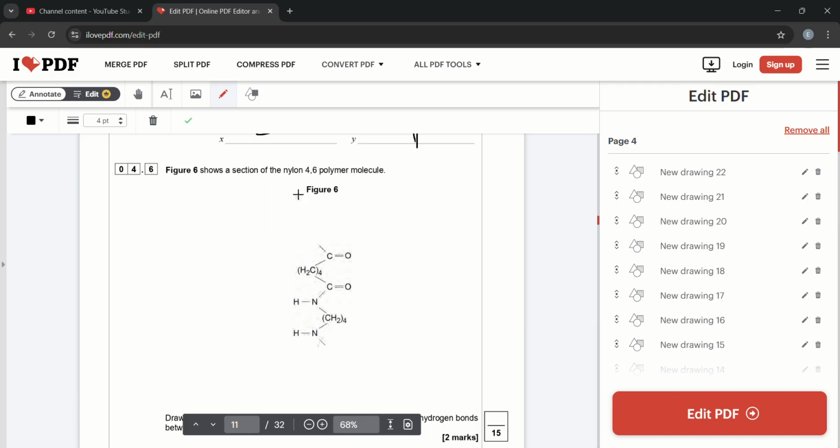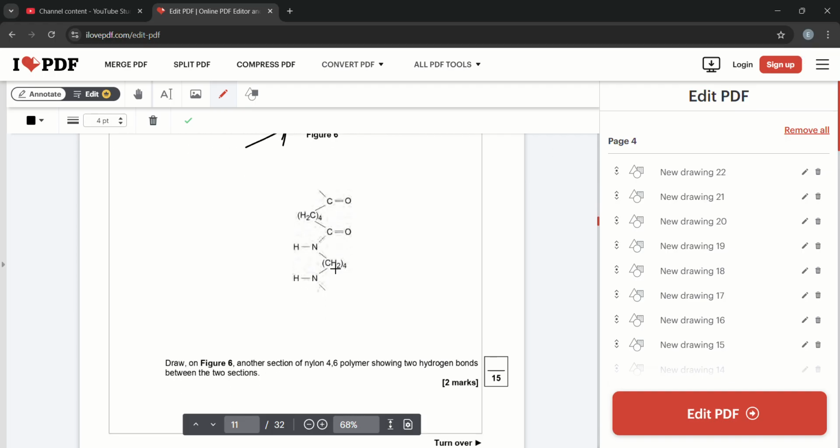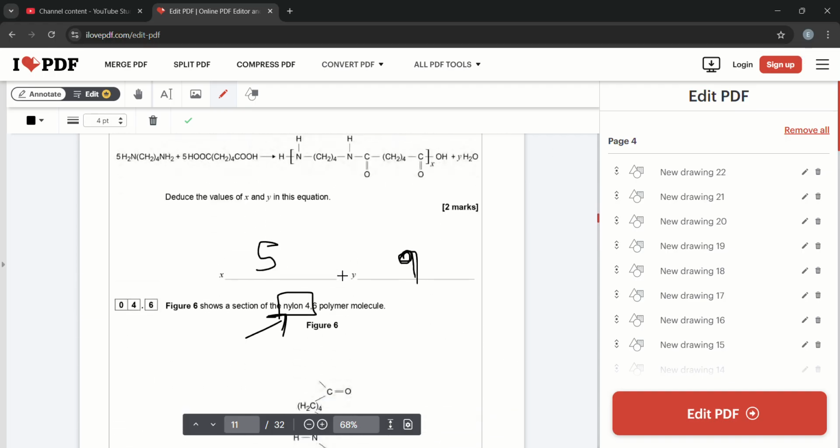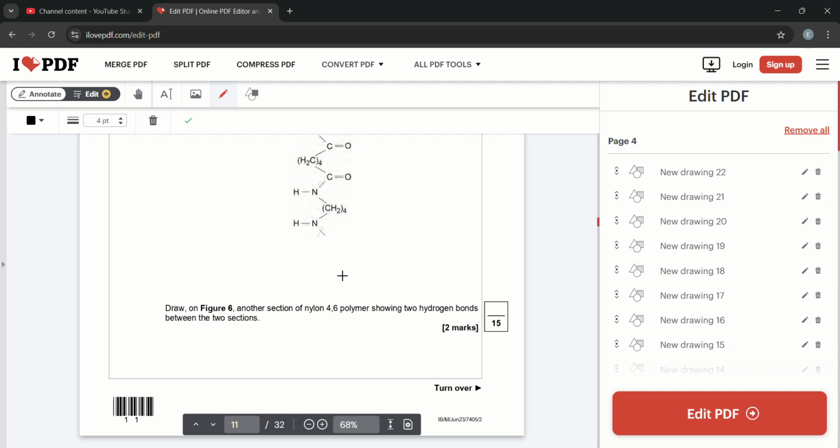Figure 6 shows a section of the nylon 4,6 polymer molecule. Remember, nylon is on the specification. Obviously, otherwise it probably wouldn't be mentioned. Draw another section of nylon 4,6 polymer showing 2 hydrogen bonds between the 2 sections.